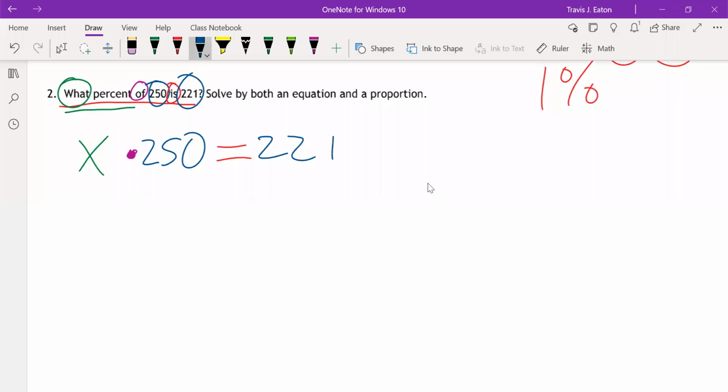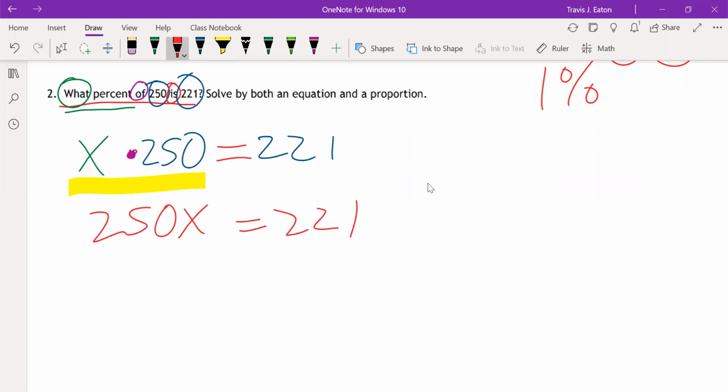So this sentence, what percent of 250 is 221, works out to be a really handy math equation. So what is x times 250? Well, that's just 250x, right? Equals 221. There, now all we have to do is solve for x by dividing by 250.